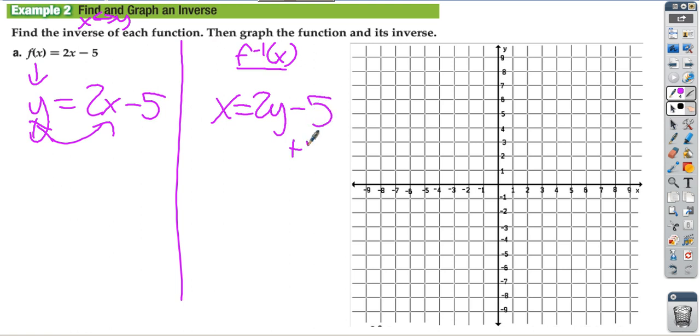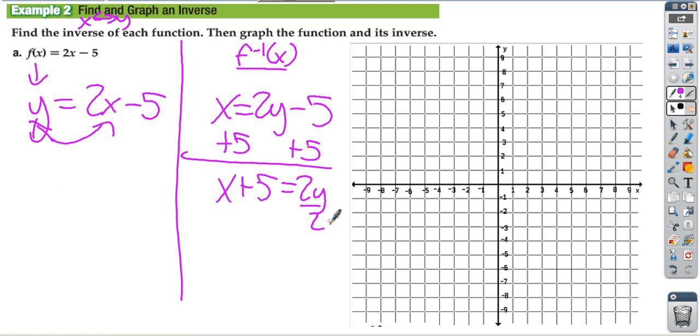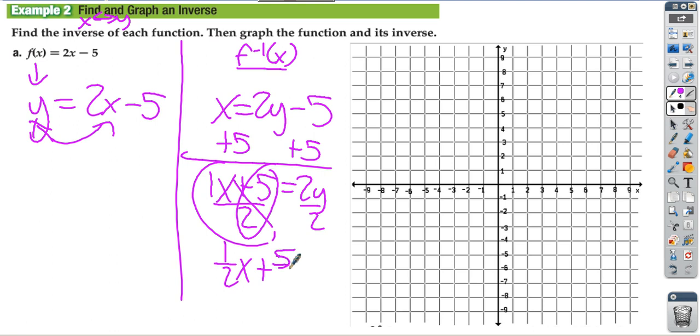And then we just want to solve this for y so we can get the inverse. So we have x plus 5 is equal to 2y. We'll divide both of these by 2. That's 1x over 2, so that's the same as 1/2 x plus 5 over 2. And instead of writing y, I'm going to write f inverse, because that's the normal symbol, f with that little -1. So here's this function, let's graph that.